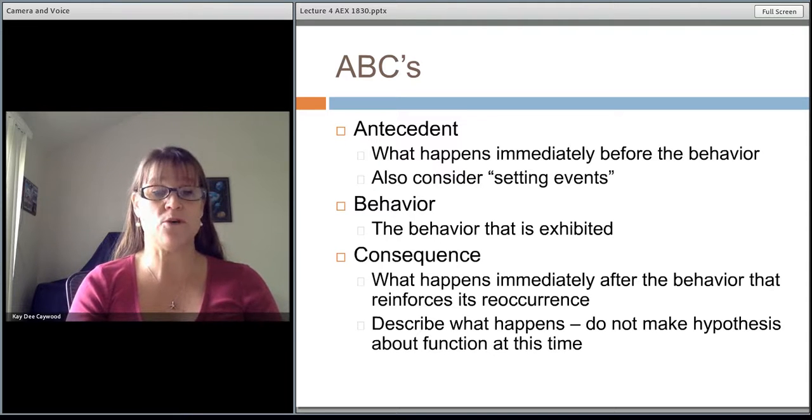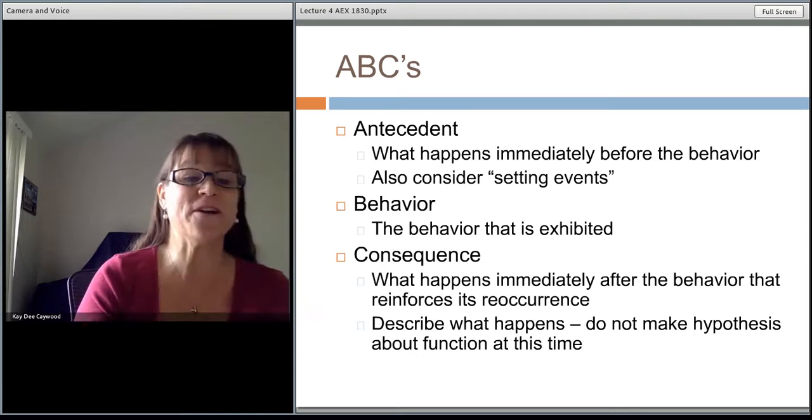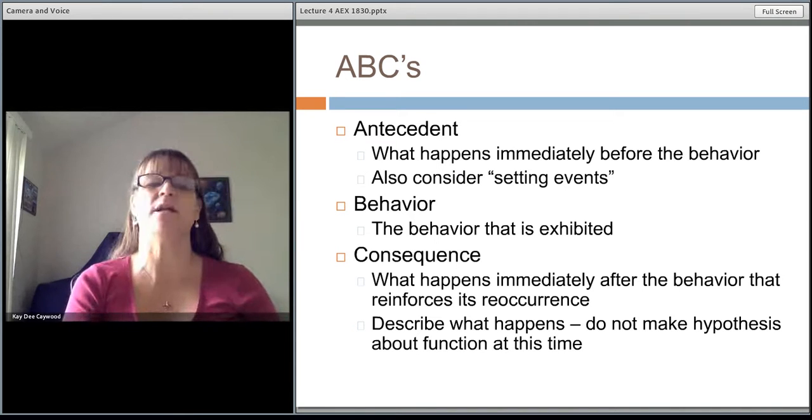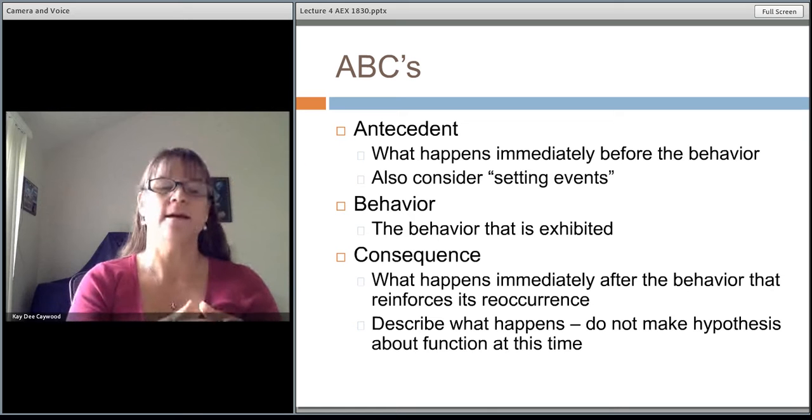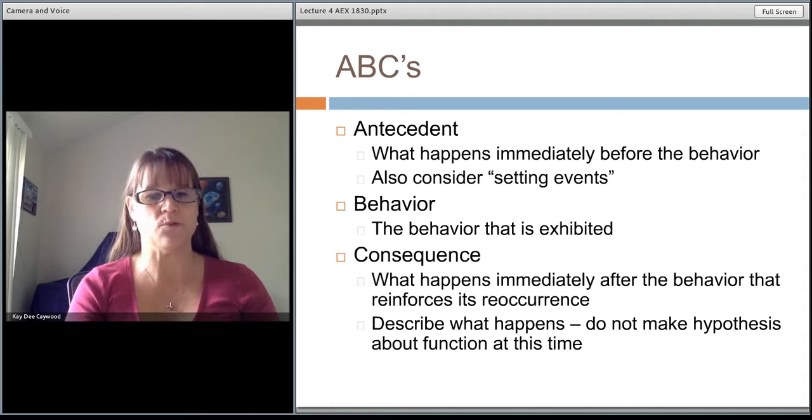So it's important to understand setting events so that you can control for those as well when you are teaching functionally equivalent behavior. The behavior is that problem behavior that is exhibited that we have carefully defined prior to. And then the consequence is what happens immediately after the behavior that actually reinforces its reoccurrence.